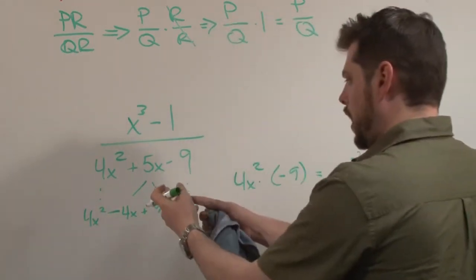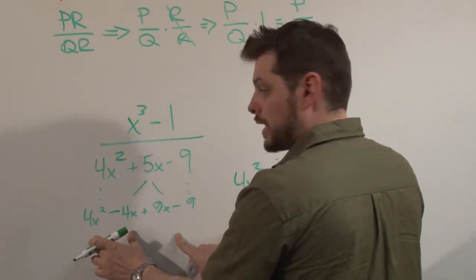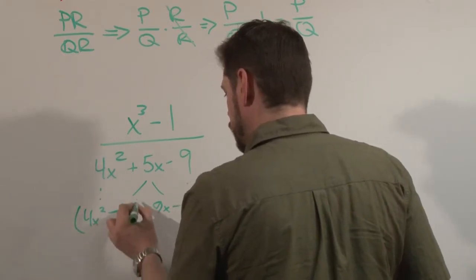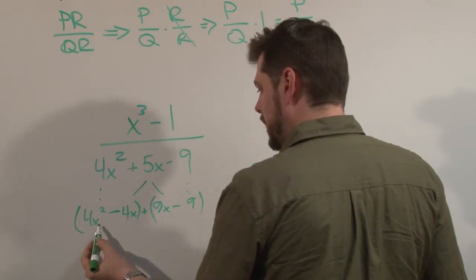And now I've complexified my denominator into something that I can now group. And that's the idea. So we're going to group here and here. And I note that I can pull a 4x out of both terms.